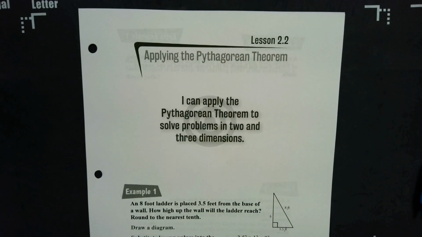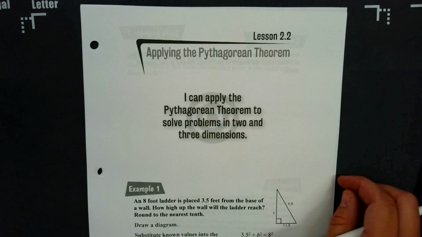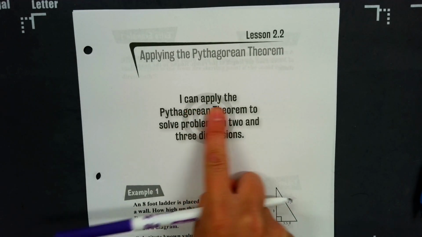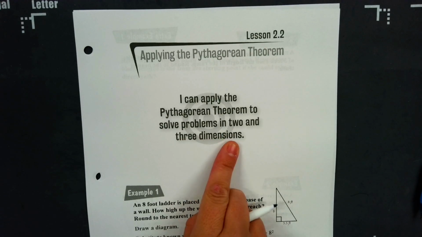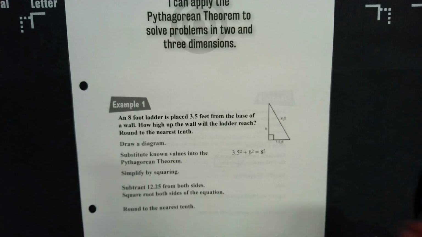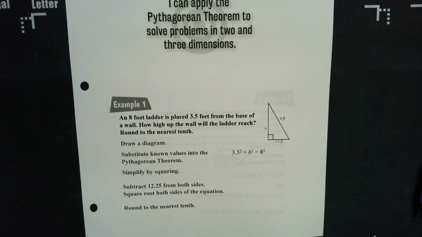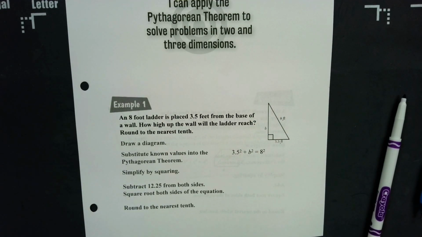All right. Are we ready? So, just like I've been saying, our content objective: I can apply the Pythagorean Theorem to solve problems in 2D or 3 dimensions. Now, the only thing I don't want you to get confused with, when we do the Pythagorean Theorem converse, there's always 3 numbers, right? With 3D, there's always going to be 3 numbers. But you need to decide if you're working in 3 dimensions or not.